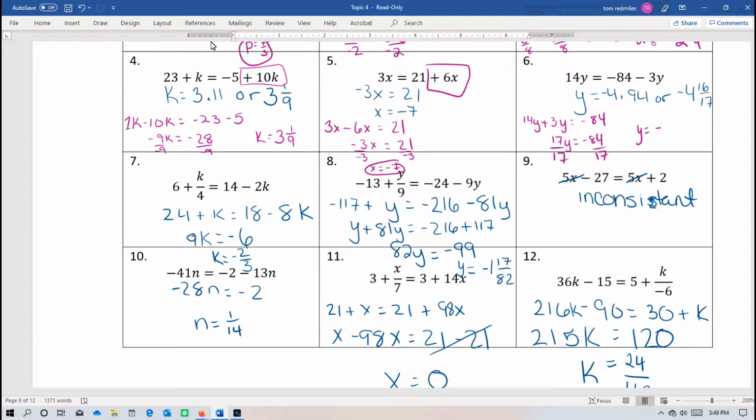All right, and 17 can go into 84. I believe it's 4 times. Let me look real quick. It is 4 times. Okay, so that is going to be 16 left over. So 16 over 17.